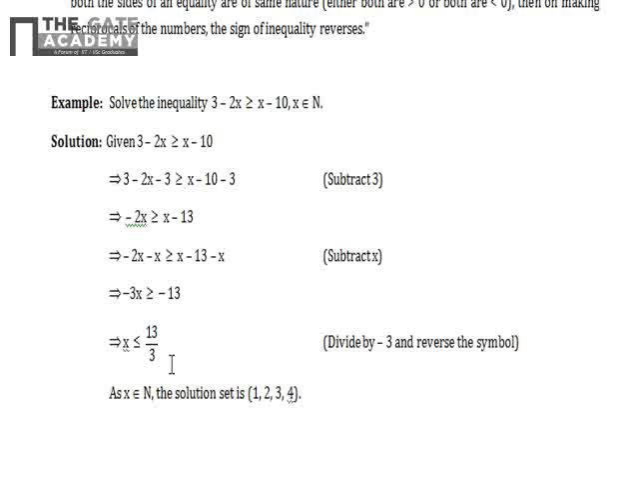Now I have to remove the constant with the variable. Now the coefficient is negative, so we'll have to divide the inequality by minus 3. If you remember the fourth point, I said that while dividing or multiplying by a negative number, the sign of the inequality will reverse. So if I'm dividing by minus 3, then greater than or equal to will become less than or equal to: x less than or equal to 13 by 3. And since x belongs to natural numbers, our solution set will be 1, 2, 3, 4.